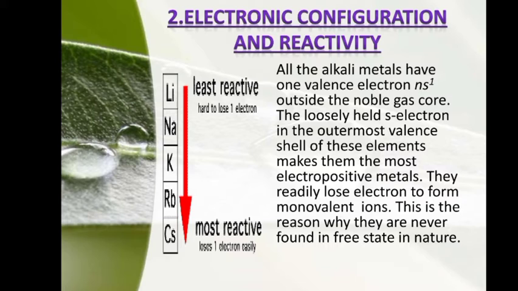We'll see some of the properties of alkali metals. If we take alkali metals, we know the outer electronic configuration of alkali metals is ns1. For example, if we take lithium, it is 1s1. If we take sodium, it is 2s1. Potassium, 3s1. Similarly, it will go on.